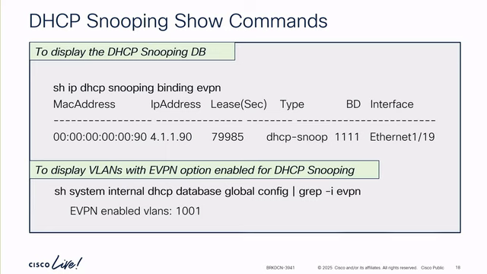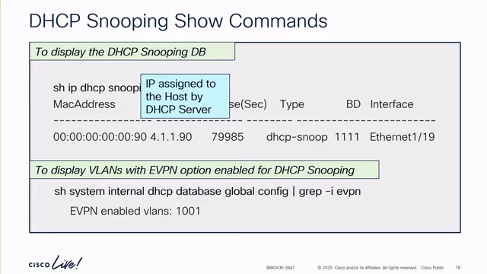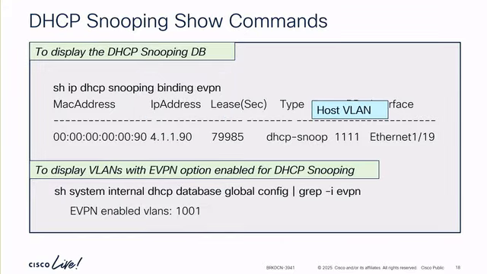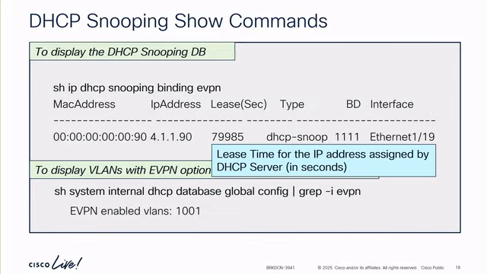What does it comprise of? So here's a CLI command for that. It has the host MAC, of course, which started the DORA handshake. It has the IP address, which got assigned from the DHCP server, right? So we have that. And then the host VLAN on which the host is on, and the host interface, of course. And the lease time is something we will get to very shortly.